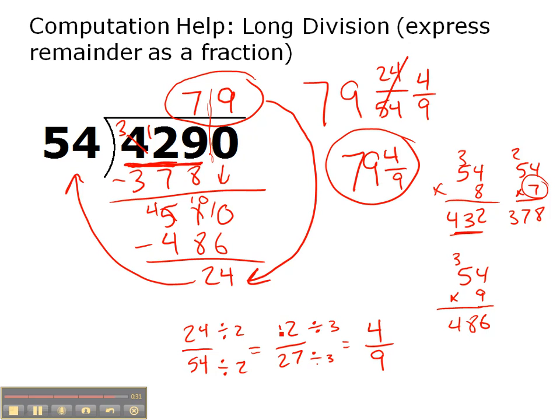When we were simplifying, we could have gone straight from 24 54ths to 4/9 by dividing by the greatest common factor, which is 6. But whether you divide by the greatest common factor or divide in several steps, as long as you're careful with your division, you'll end up with the same simplified fraction. So the quotient in this case is 79 and 4/9.